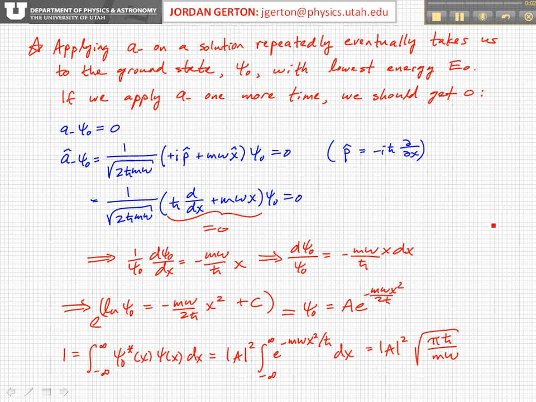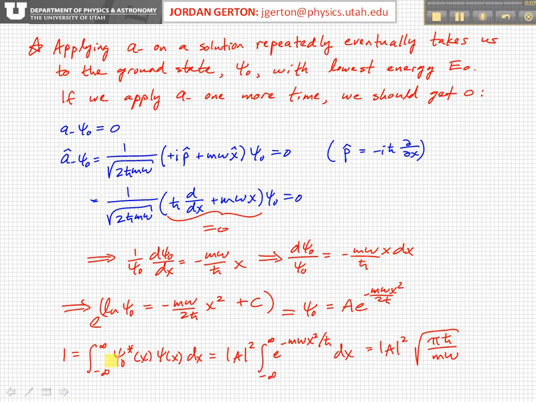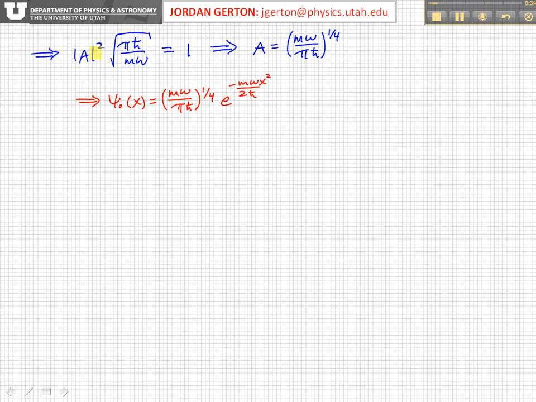Okay, so what we found is that by normalizing, we can find this normalization constant a. What we did was the integral. You have to look up the integral of e to the minus ax squared from minus infinity to infinity. Then we arrive at this solution, and if we solve that for a, we get the fourth root of m omega over pi h bar.